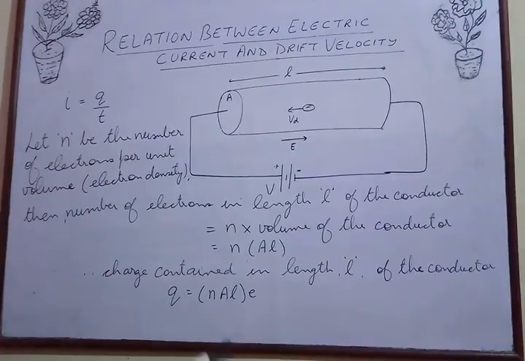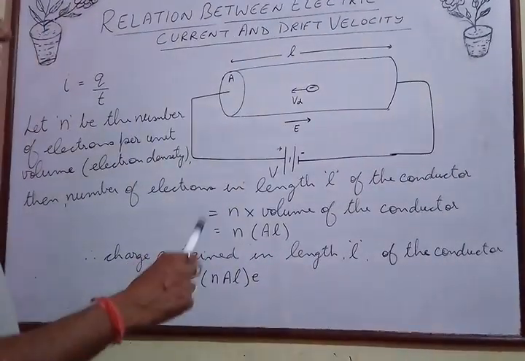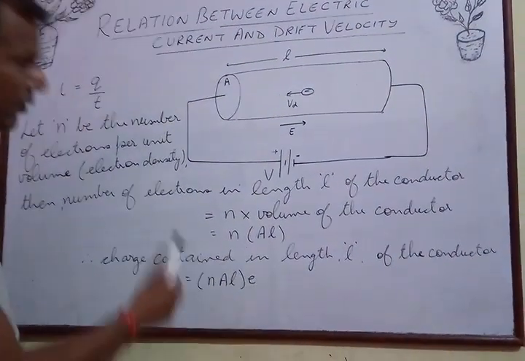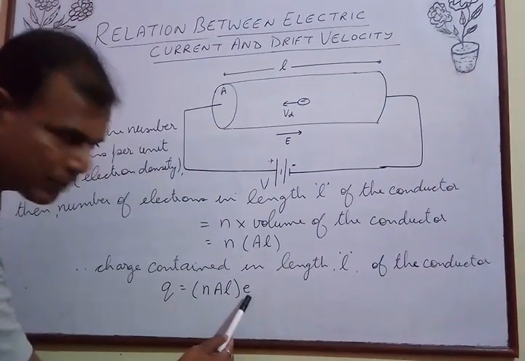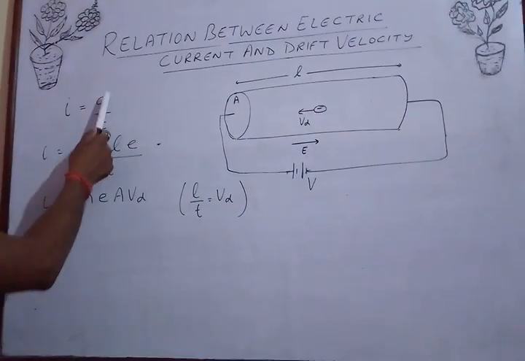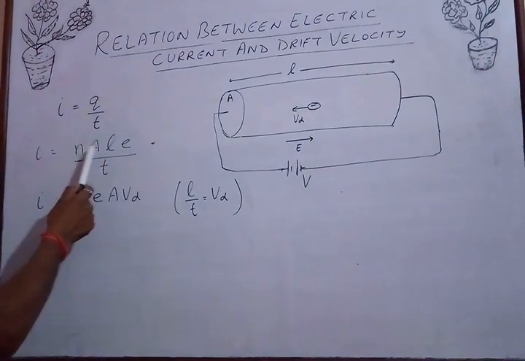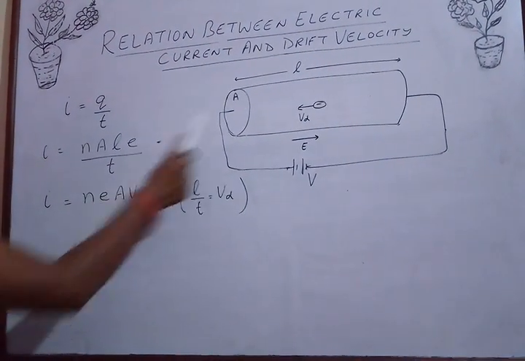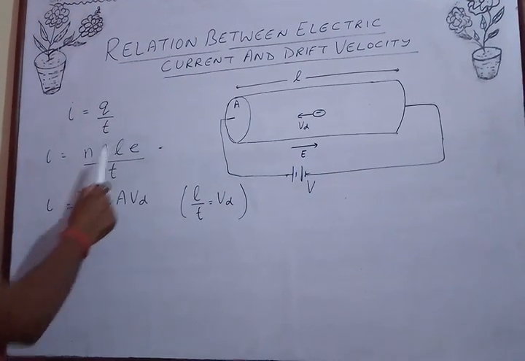Therefore, the charge contained in length L of the conductor: this is the total number of electrons, and the charge on each electron is small e. Therefore, total charge Q is equal to the number of electrons into e, which is nALe. Now I is equal to Q by T, so I is equal to nALe upon T.